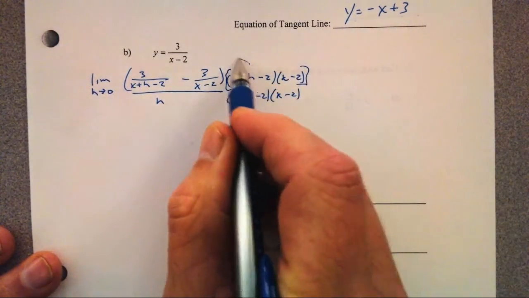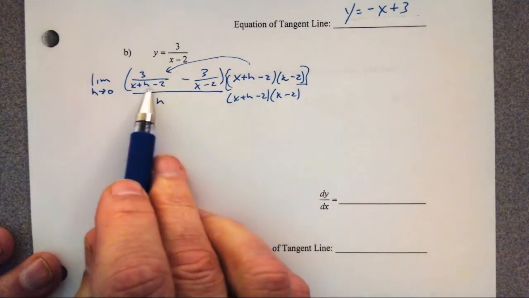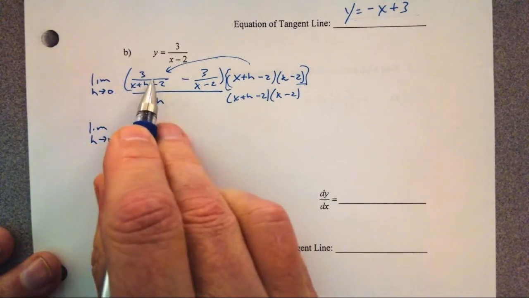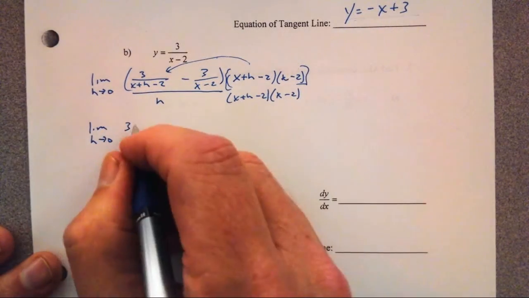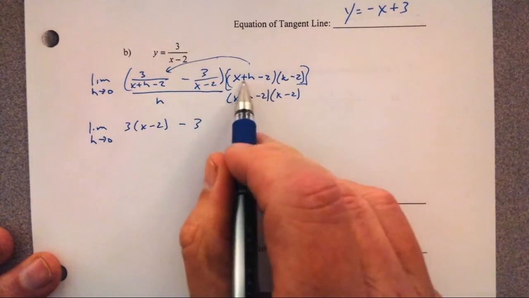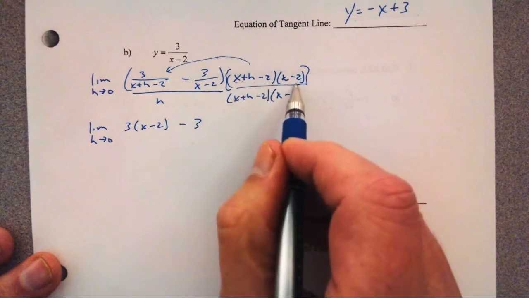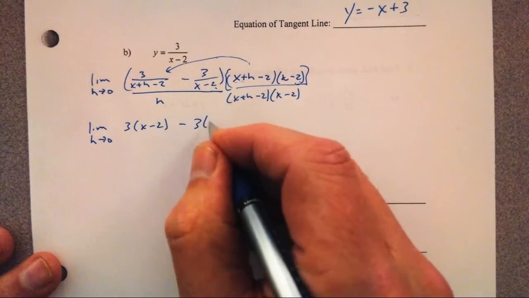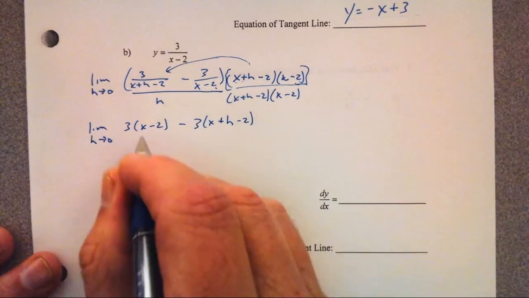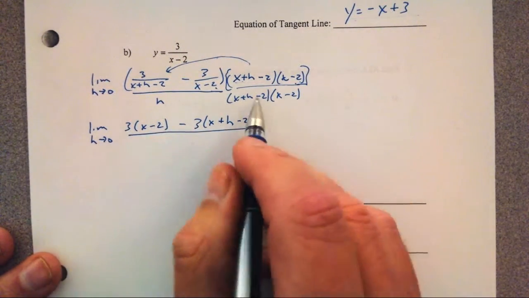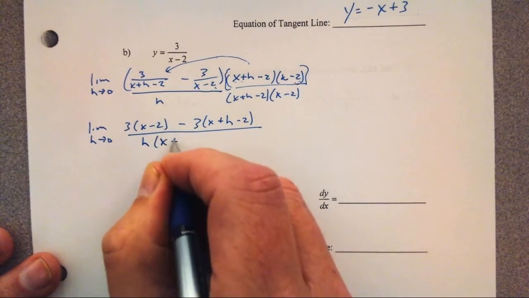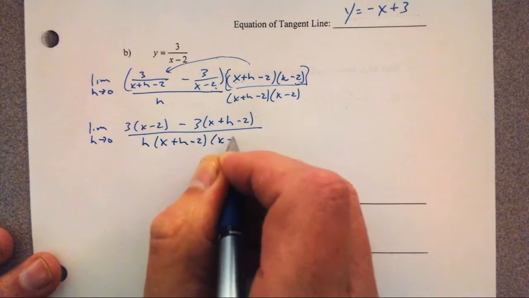When I distribute this whole package to here, the x plus h minus 2's cancel, and I get 3 times just the x minus 2. Minus this 3, when I distribute this whole package to here, the x minus 2's cancel, and I get just the minus 3 times all of x plus h minus 2. In the denominator, don't forget about it, that happens often, h, nothing cancels. I get x plus h minus 2 times x minus 2.